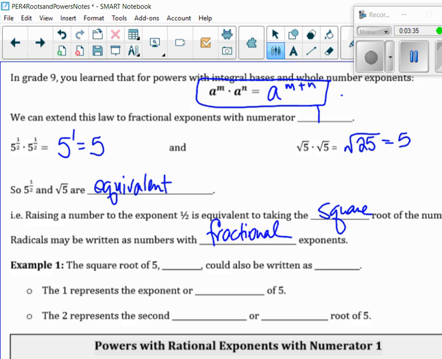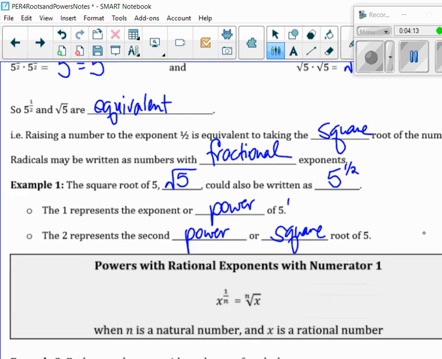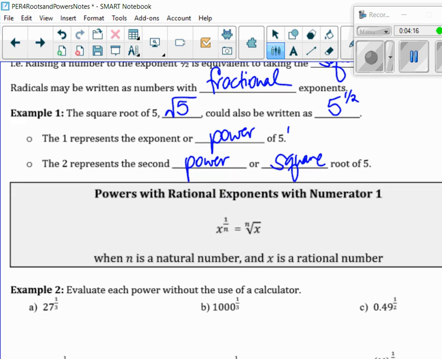The square root of 5 could be written as 5 to the power a half. The 1 represents the exponent or power of 5, because it's 5 to the power 1. That's what this 1 represents. The 2 represents the second power or the square root of 5.